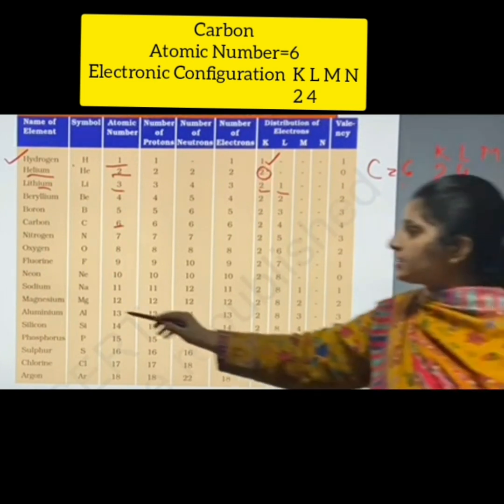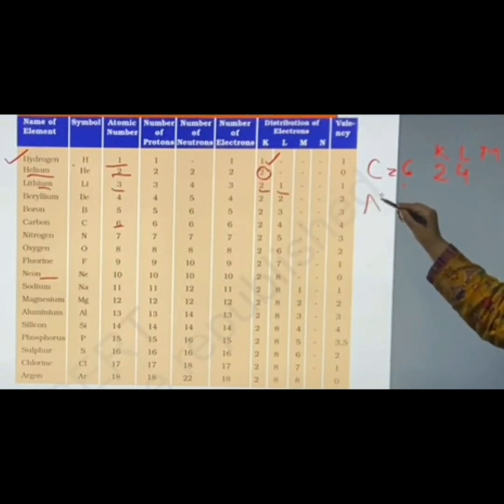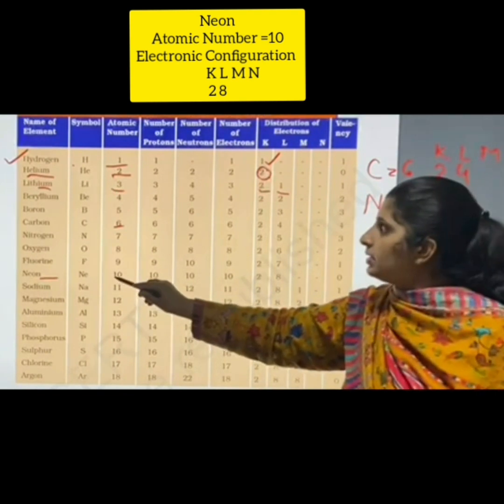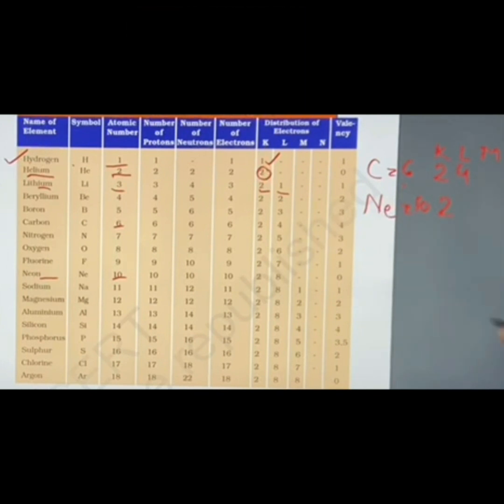I'll take one more example, such as neon. The symbol of neon is Ne. The atomic number of neon is 10. So that means 2 electrons in the K shell and 8 electrons in the L shell. So the L shell accommodates a maximum of 8.